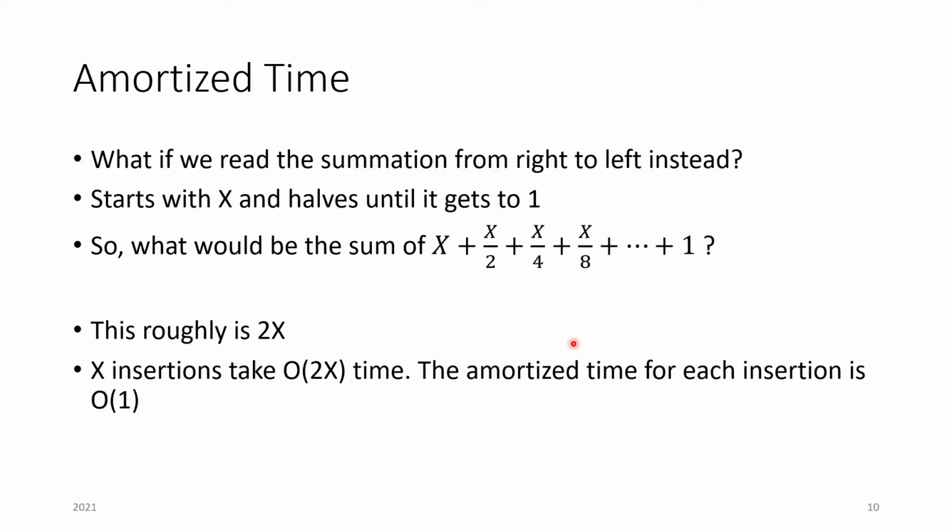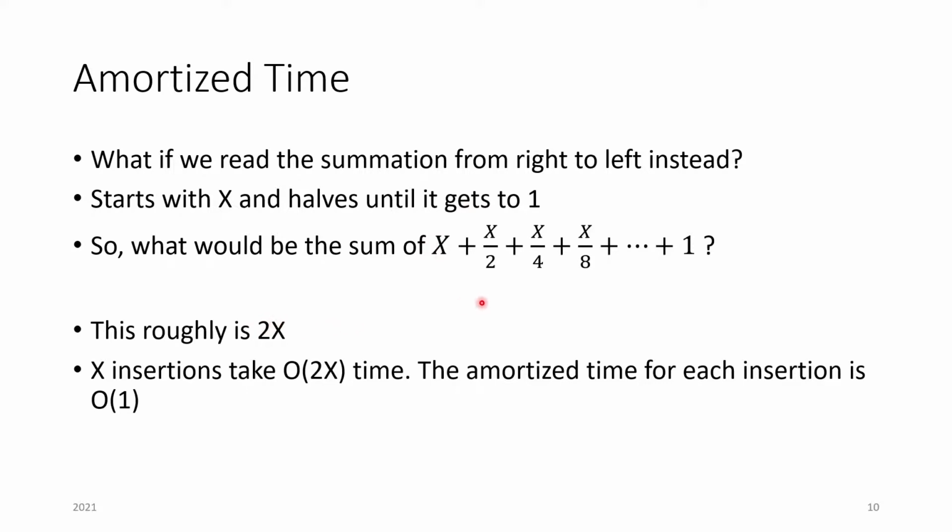So what if we did it in the reverse order? Instead of increasing the array, we downsize the array. It's basically the same thing that we're doing, just in reverse. So we'll have from x, then x divided by 2, then x divided by 4, then x divided by 8, all the way back down to 1. And it's easier to sum this, because this roughly here is just going to be 2 of x.